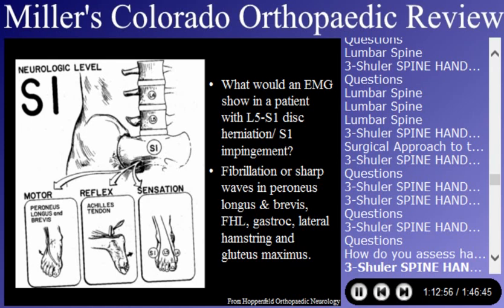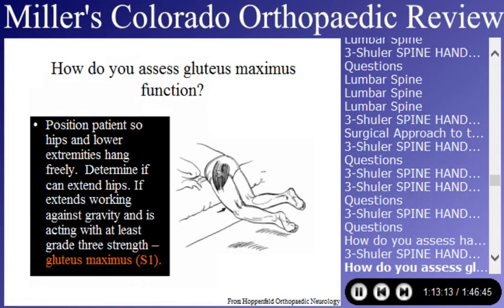What would an EMG show in a patient with L5, S1 disc herniation and assume a central herniation with S1 nerve root impingement? Sharp waves, peroneus longus, brevis, FHL, gastroc, lateral hamstring, gluteus maximus. How do you assess gluteus maximus? So don't forget it's S1, as shown highlighted by the previous question.